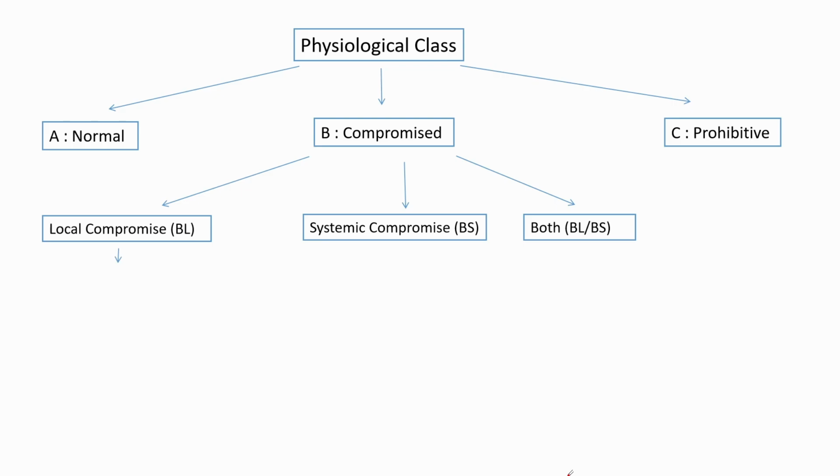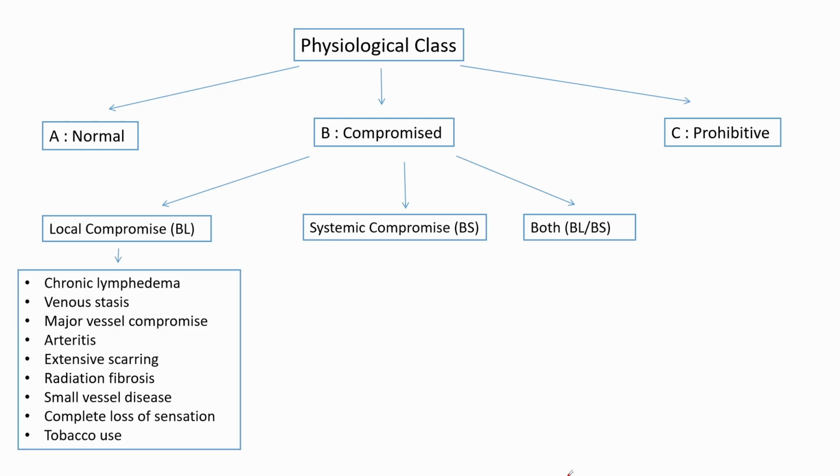The causes of local compromise are usually venous, arterial, or lymphatic, and the list is given below, which includes chronic lymphedema, venous stasis, major vessel compromise, arteritis, extensive scarring, radiation fibrosis, small vessel disease, complete loss of sensation, and tobacco use.